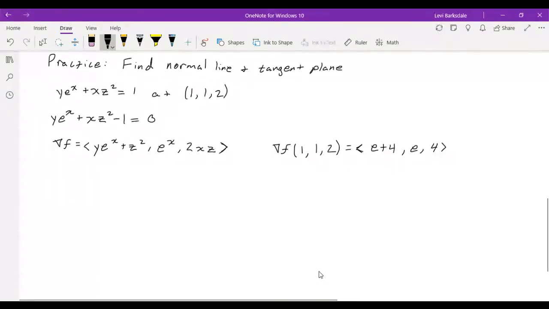And as I was saying just a moment ago, I realized I made a slight mistake. The point (1, 1, 2), in order to be on our surface, that should have been e + 4, just like that, in order to be on our surface.